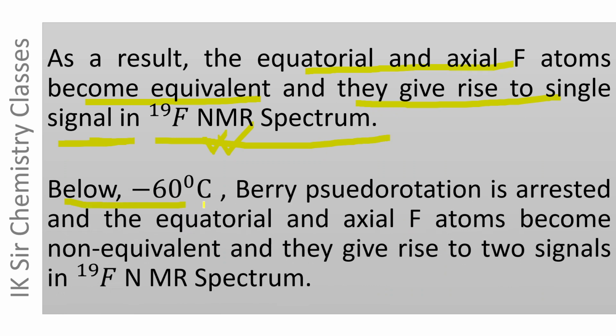But below minus 60 degrees centigrade, Berry pseudo rotation is arrested, and the equatorial and axial fluorine atoms become non-equivalent and give rise to two signals in the F-19 NMR spectrum. Below minus 60 degrees centigrade, the F-19 NMR spectrum of ClF3 consists of two signals, while above this temperature, the F-19 NMR spectrum of ClF3 consists of only one signal.